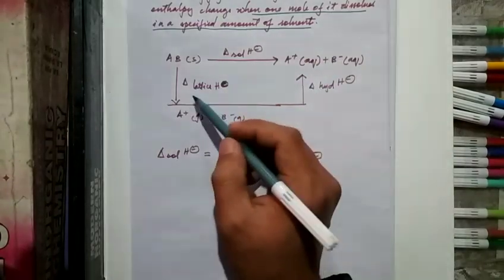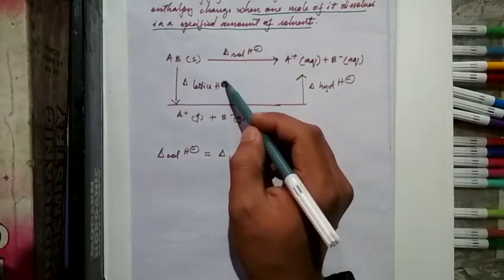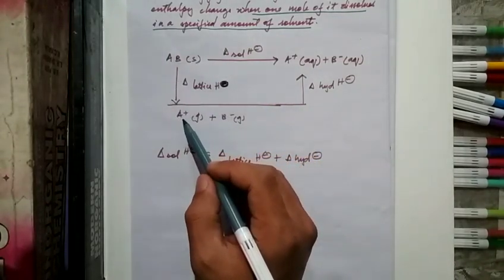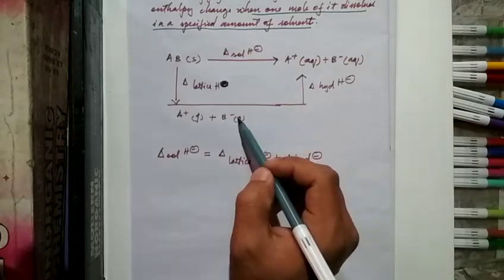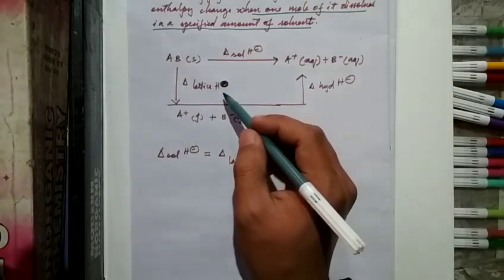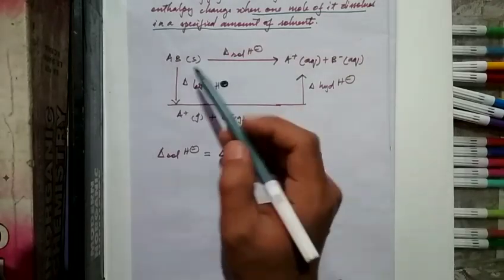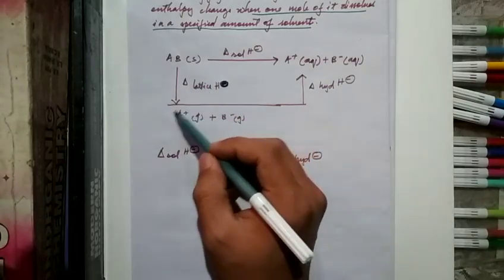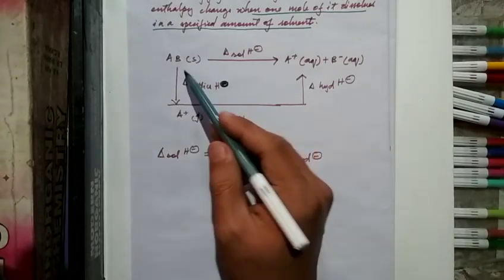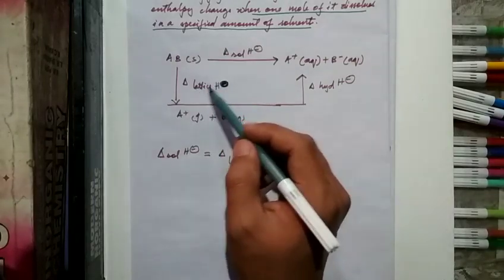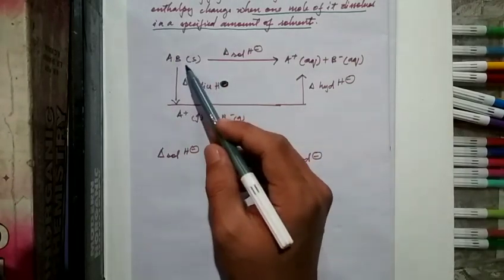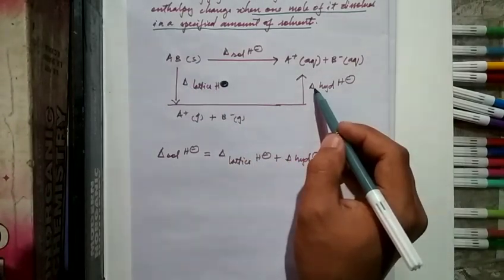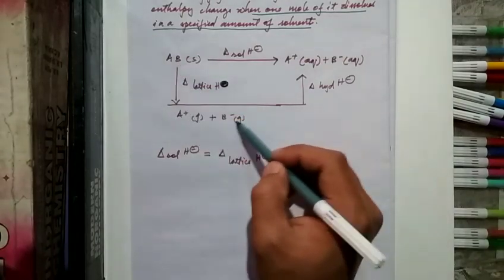So another step will be this lattice enthalpy or lattice energy, which breaks into A plus gas and B minus gas. Lattice energy means when 1 mole of a substance breaks into these gaseous ions, the energy involved here will be the lattice energy. So when 1 mole of this breaks, the energy involved will be the lattice energy. This is the first one.